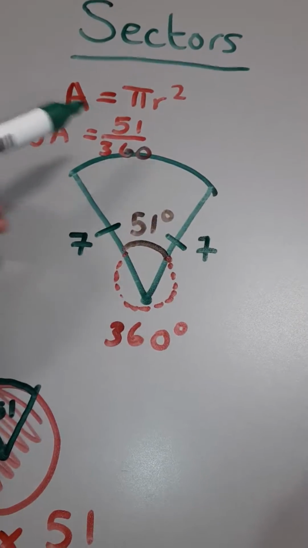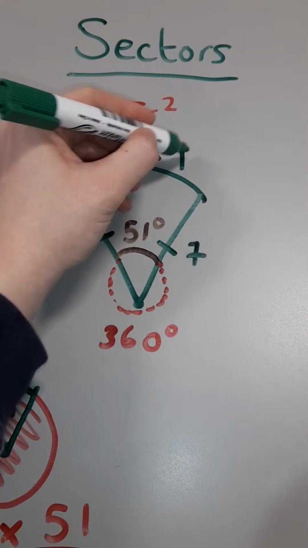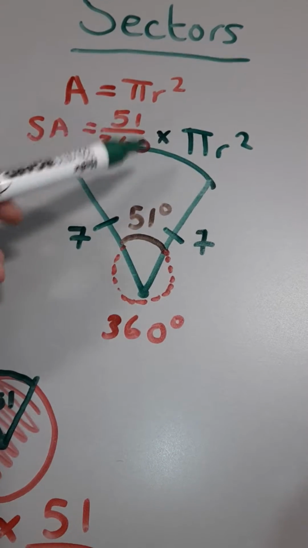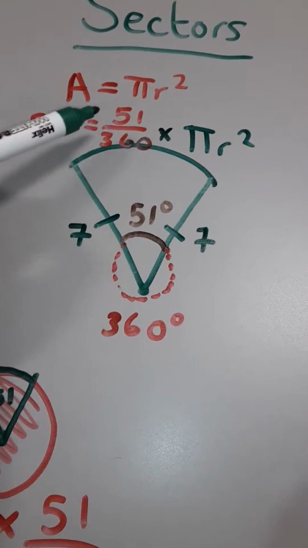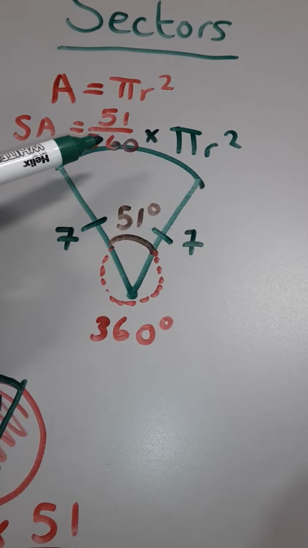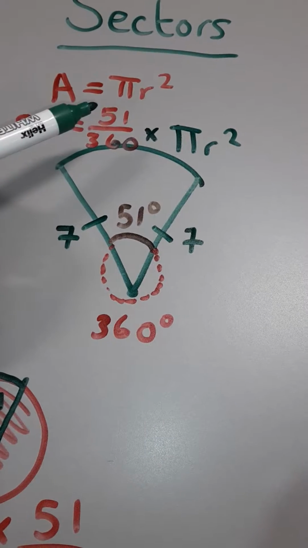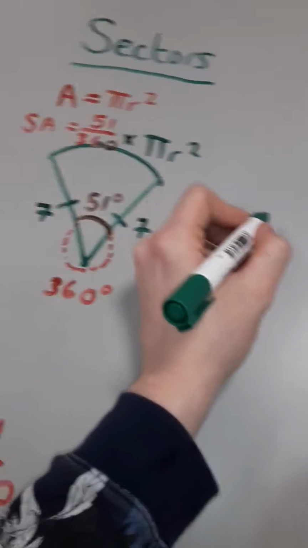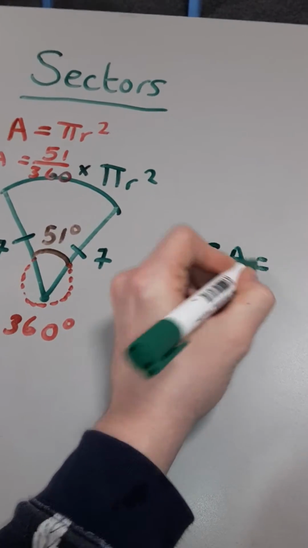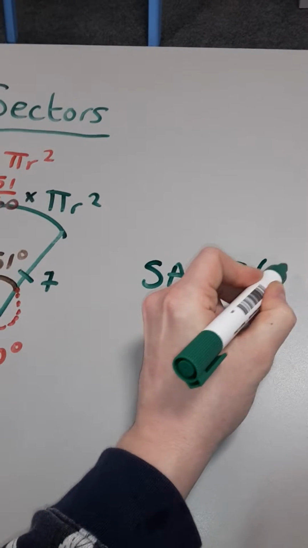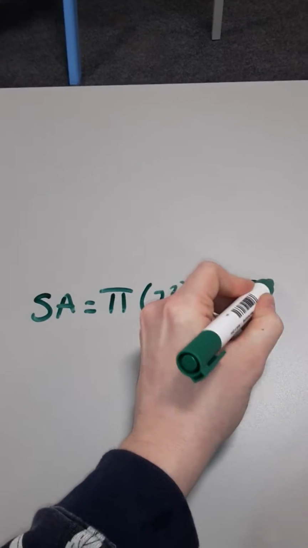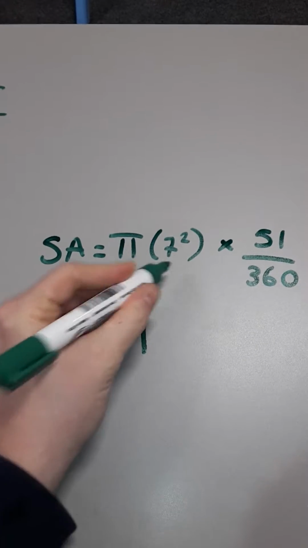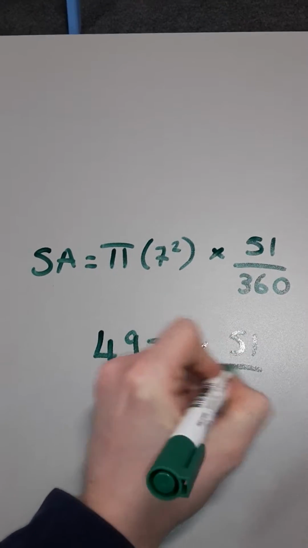So the trick is to calculate your area and then multiply it by the proportion of degrees out of 360 that you have. You need to tell your calculator that you started off with 360 degrees worth of area, and now you only need 51 of it. So you can either divide your area by 360 and times it by the amount of degrees you actually have, which would be 51, or you can just write that as a fraction and multiply it by your area. So in this case, my sector area would be pi times 7 squared multiplied by 51 degrees out of the full 360 I would have started with. So I have 49, because that's 7 squared, times pi times 51 over 360.